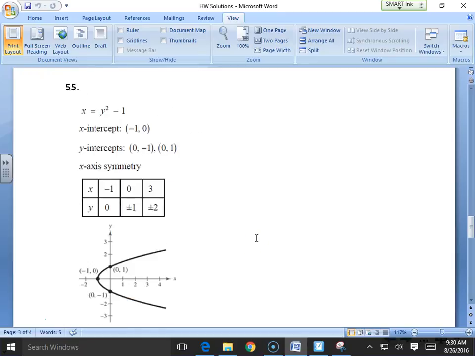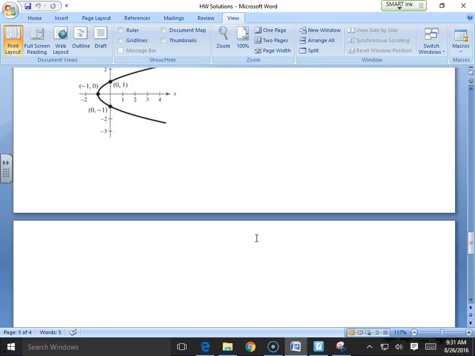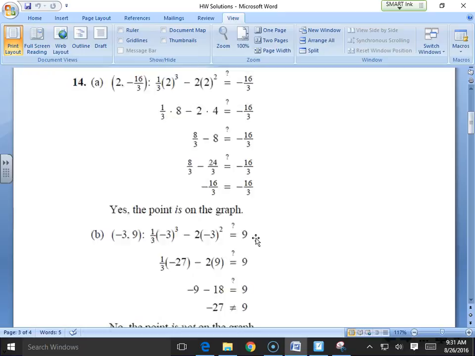Number 55. He does have x-axis symmetry. Plug in a negative y, it goes away. Where are we going after number 55?